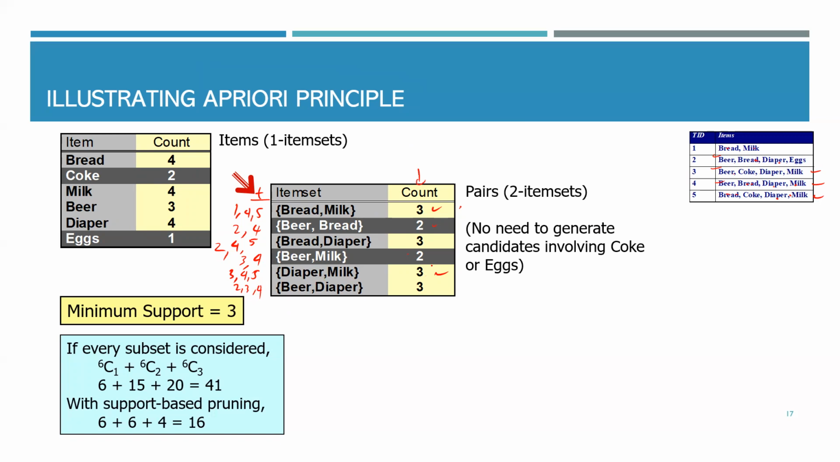Again, before we continue to construct 3 item sets, we can eliminate infrequent item sets. So here we know which ones have a support count less than the minimum support. So here we can eliminate beer milk. Also we can eliminate the other one. So we can generate 3 item sets only from frequent 2 item sets.